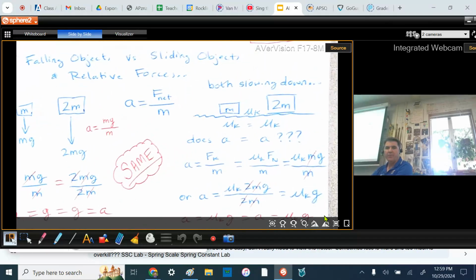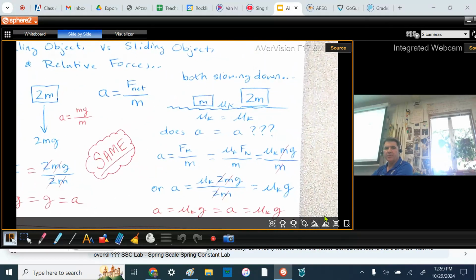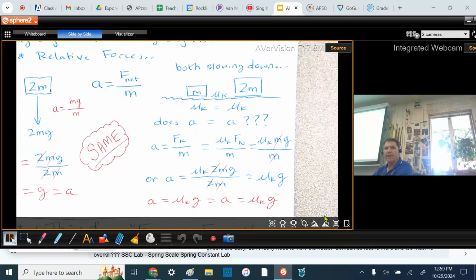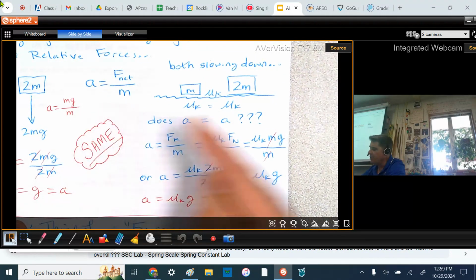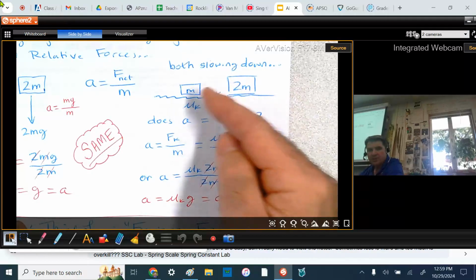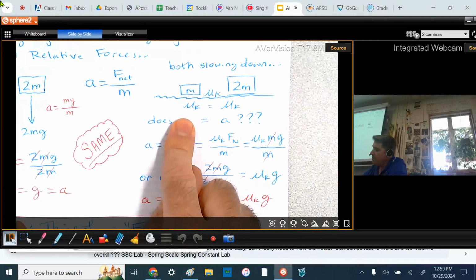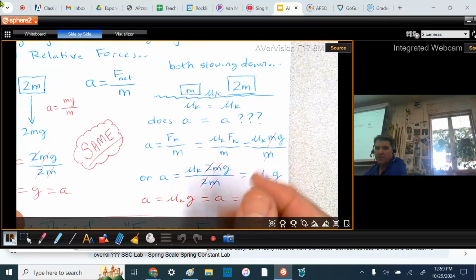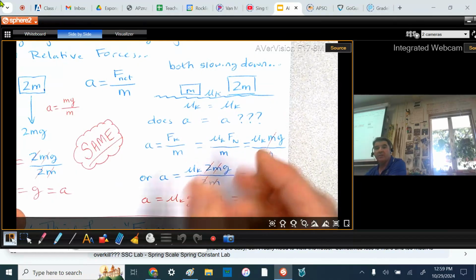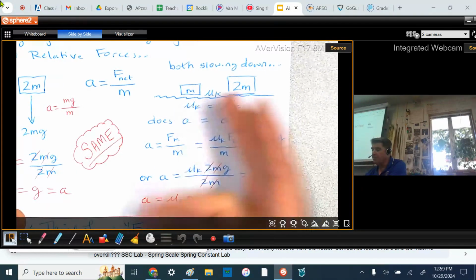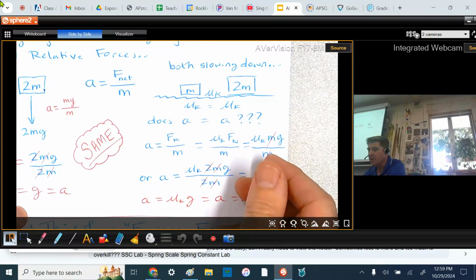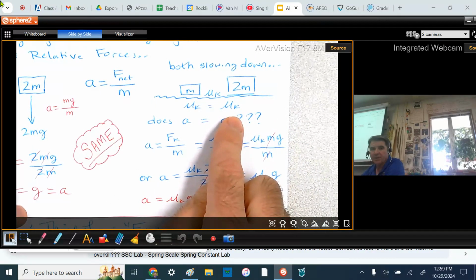Now, what if you have the coefficient of friction and something is slowing down? You still have the net force over mass as the acceleration. The net force in this case is slowing them down, and the mu sub k is a constant for the surface, the types of surfaces that are sliding against each other. As long as the types of surfaces sliding against each other are the same, the coefficient of friction is the same.